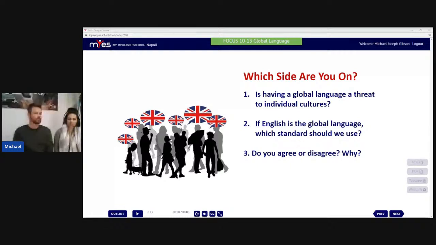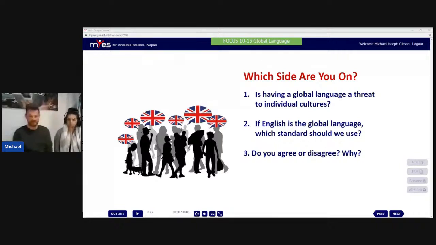What about number two? This could be a spicy one. If English is the global language, which standard should we use? I suppose this is asking standard English, American English, Irish English, Australian English, if that's a thing. There's a lot of English all over the world, and standards within those standards as well. So it poses a whole new question.